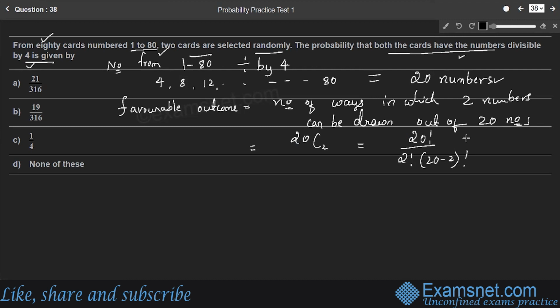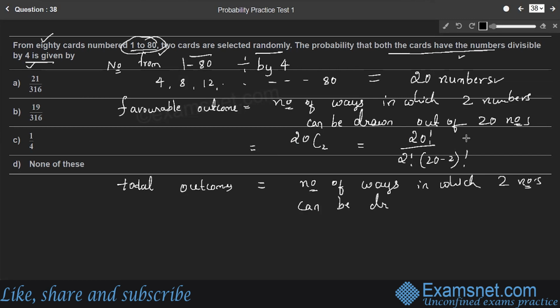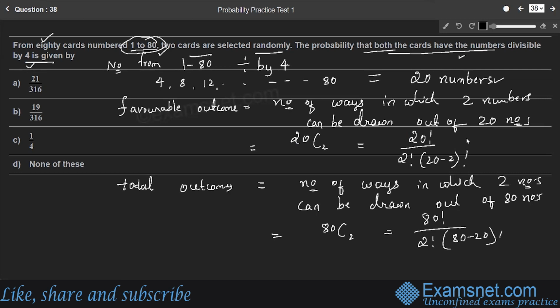And the total number of outcomes is equal to the number of ways in which two numbers can be drawn out of the total 80 numbers, 1 to 80. So the number of ways in which two numbers can be drawn out of 80 numbers is nothing but 80C2. So it is factorial 80 divided by 2 factorial into 80 minus 2 factorial. So the required probability that both the cards have numbers divisible by 4 is given by.